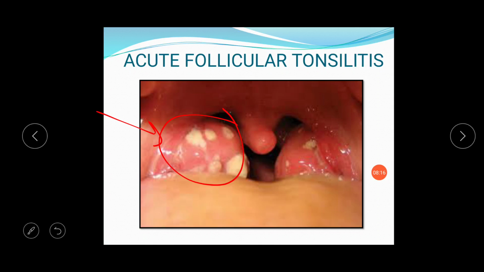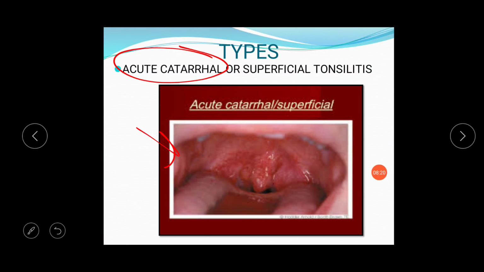This is more commonly seen in bacterial tonsillitis, and this is more commonly seen in viral tonsillitis.